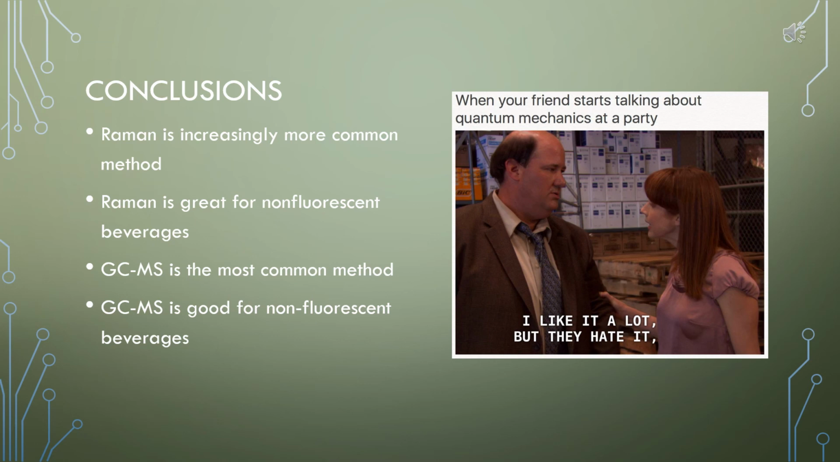So, in conclusion, we found that Raman is an increasingly more common method of quantization of ethanol concentration in consumer alcoholic beverages. Raman is great for non-fluorescent beverages, but becomes more difficult to use as a method when beverages are complicated fluorescent mixtures. GCMS is the most common method due to its ability to measure nearly any alcoholic sample with relative ease and very high precision. Raman is better for non-fluorescent compounds due to very fast measurements and easy data analysis, whereas GCMS is better for pretty much anything else.